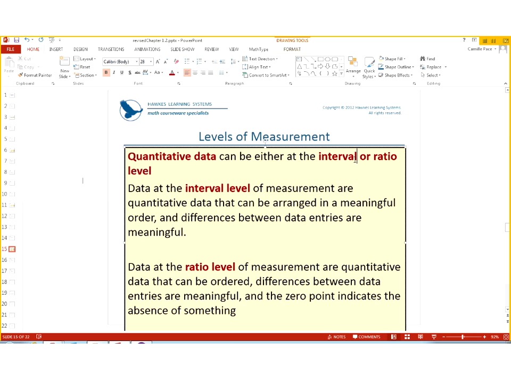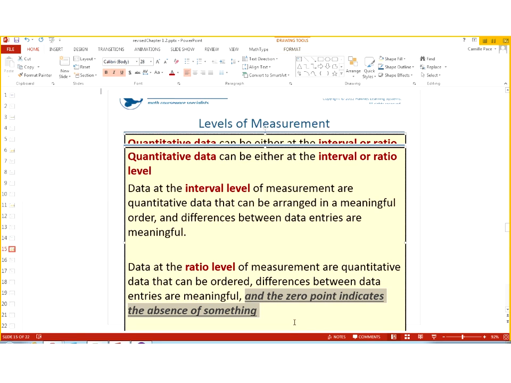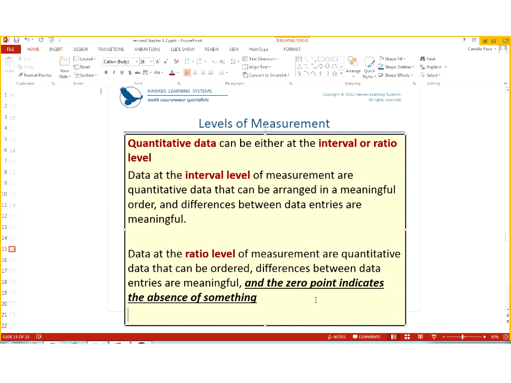The data at ratio levels of measurement are quantitative data that can be ordered. The differences between the data entries are meaningful, and the 0 point indicates an absence of something. That is the very, very important part of this. This is what makes these two different. For ratio, the 0 point indicates the absence of something. So let's look at these.